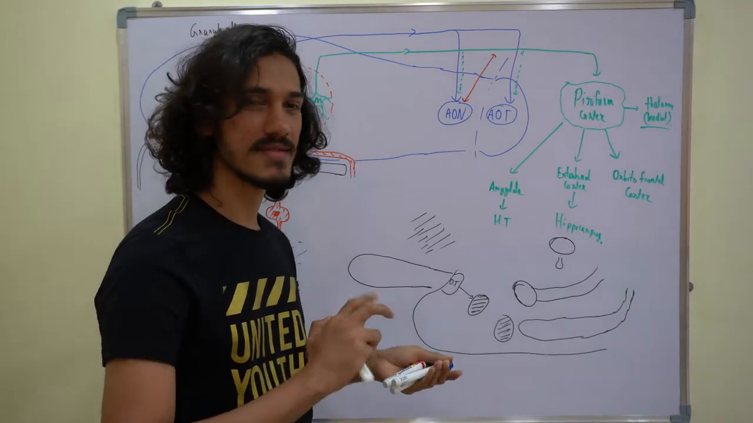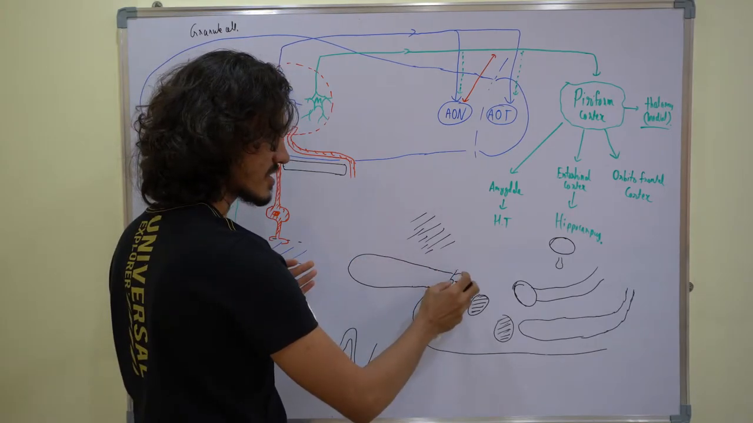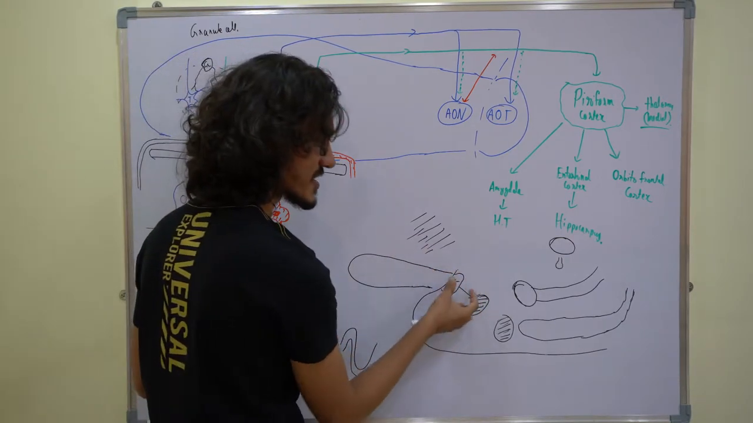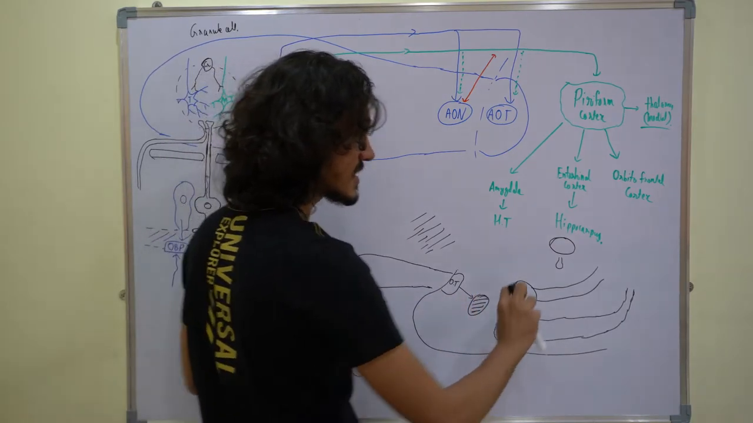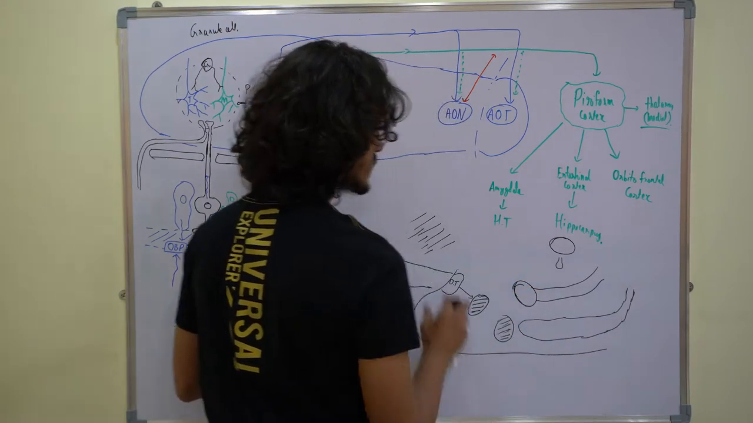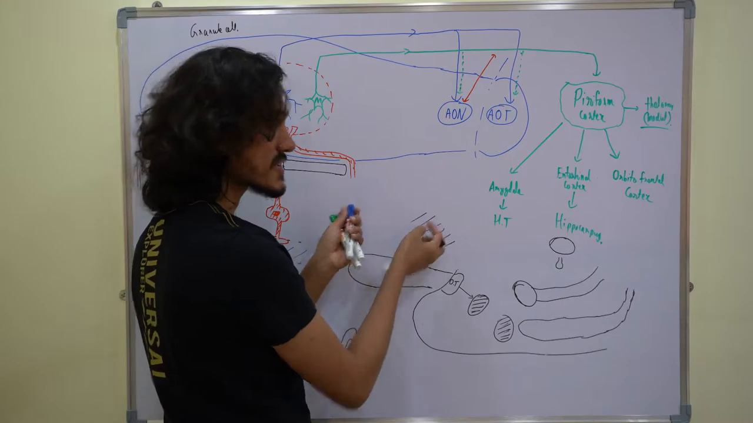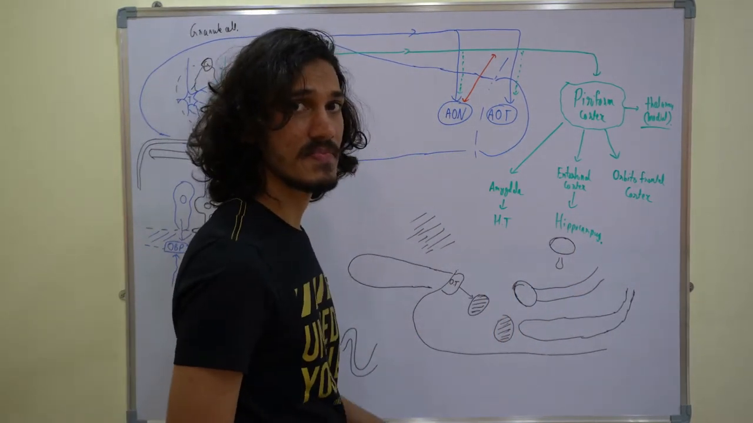Hope this makes sense. So we have the olfactory tubercle over here. This is the olfactory bulb. This is the olfactory tubercle. This is the piriform cortex. This is the entorhinal cortex. This is the amygdaloid nucleus. This is the hippocampus. This is the orbitofrontal cortex. We have the thalamus. We have the hypothalamus over here.